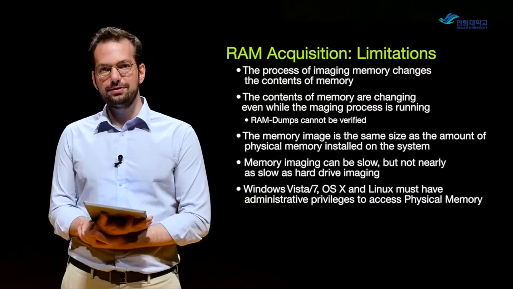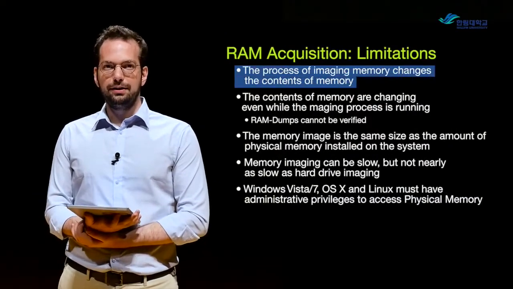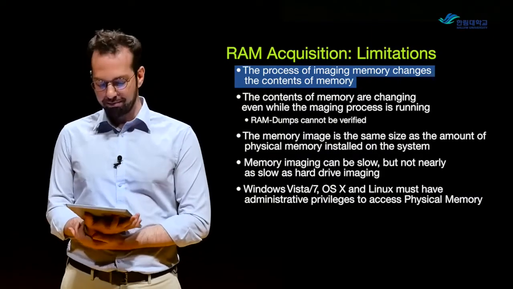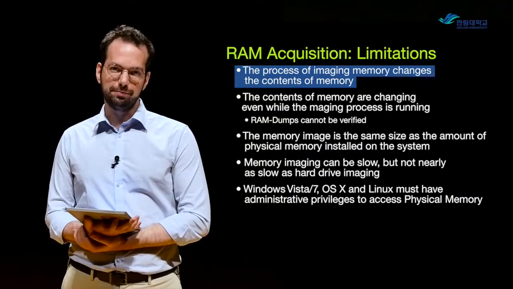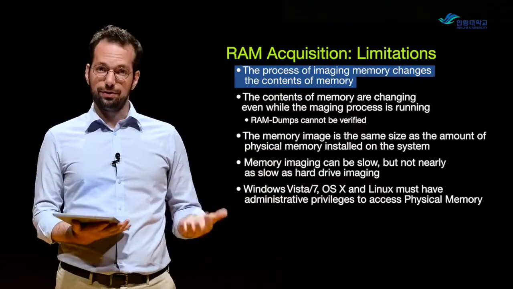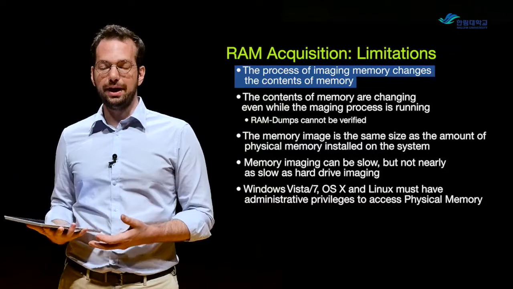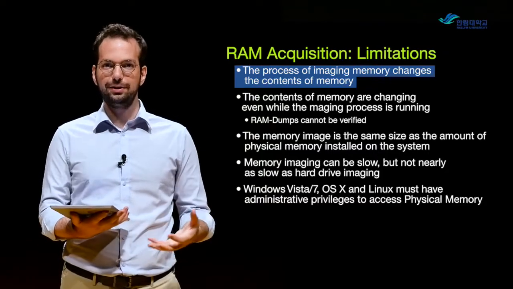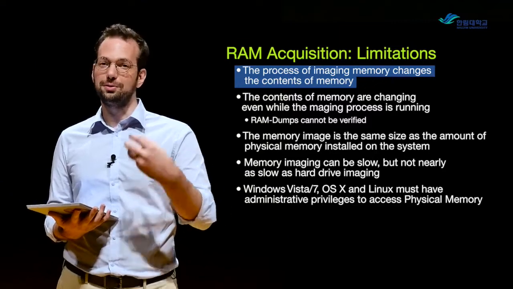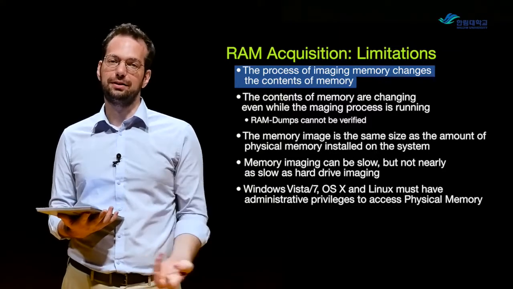So, some limitations of acquiring RAM. First off, the process of imaging memory changes the contents of memory. We can only take a copy of memory while the computer is on, right? So that means that we have to actually interact with the computer and we have to load a program onto the computer, which loads the program into the RAM that we're trying to copy.